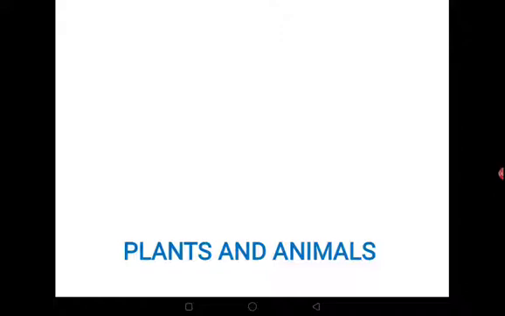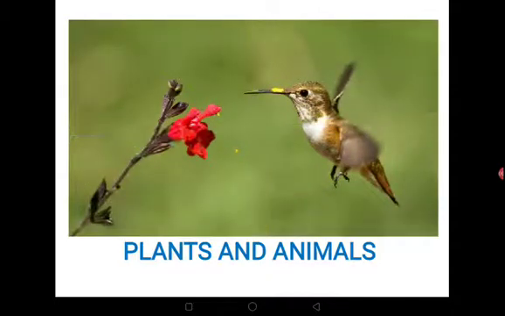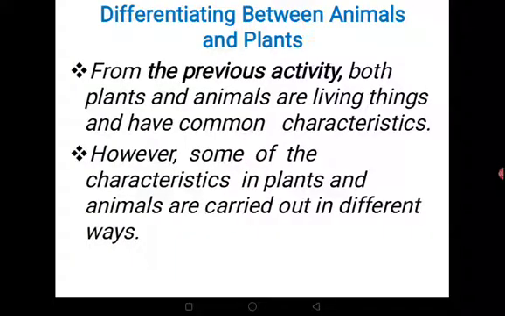This is Senior 1 Biology, and today we are looking at plants and animals. I remember in the previous lesson we looked at different life processes, and we said that plants and animals perform these different life processes because they are living things. So, in this lesson, we are going to try to differentiate between animals and plants, basing on their life processes.